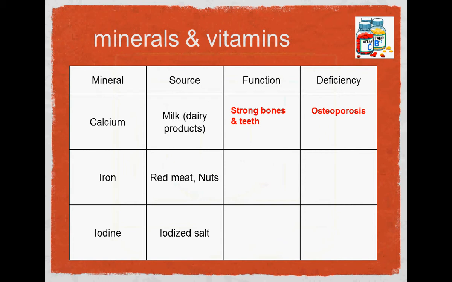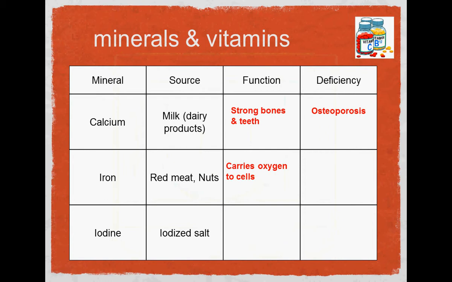Iron is another important mineral. Iron is found in high levels in red meat, in nuts, and in some leafy green vegetables especially. And iron is important because it's a part of our red blood cells. Part of our red blood cells have iron in them, and that part allows them to carry oxygen. That's the job of our red blood cells, to carry oxygen from our lungs to all the various parts of our body. And our red blood cells need iron to do that.